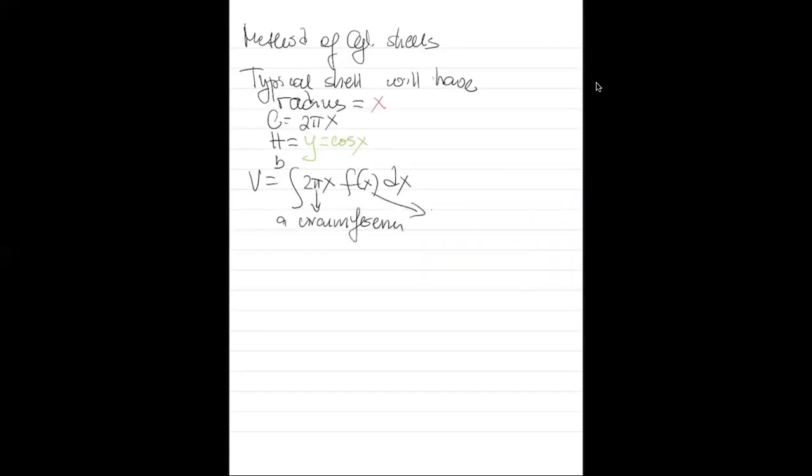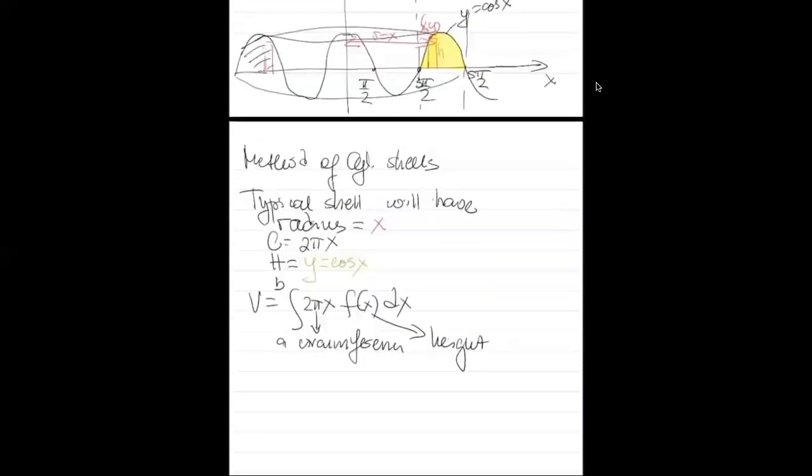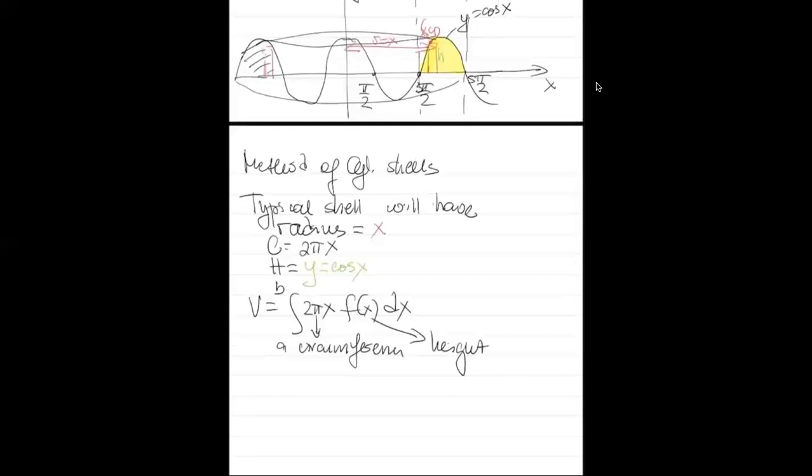And this is the height. And dx is the thickness. Now, if the solid does not rest on the x-axis, the height may be different. It may be the difference between the y-coordinates of two curves. But in this case, the height is all the way down to the x-axis.